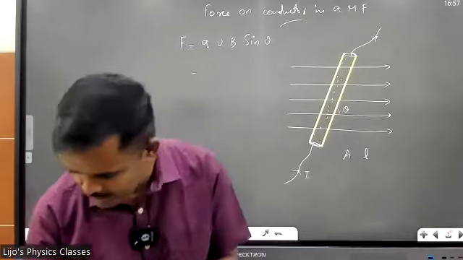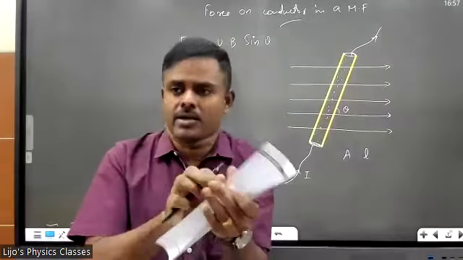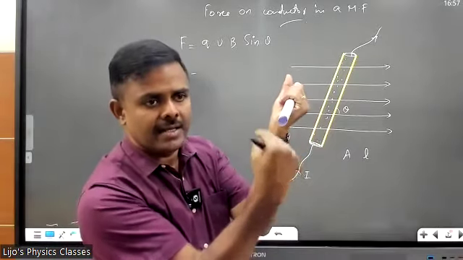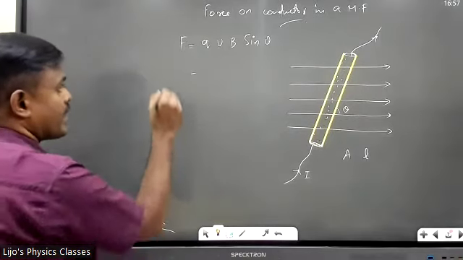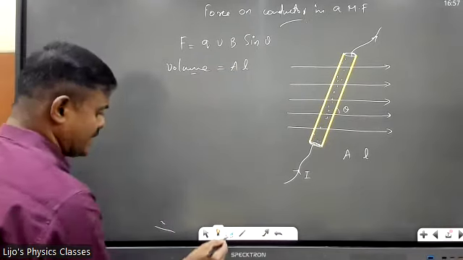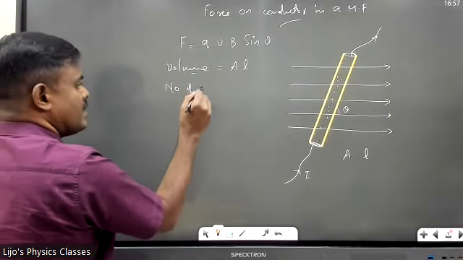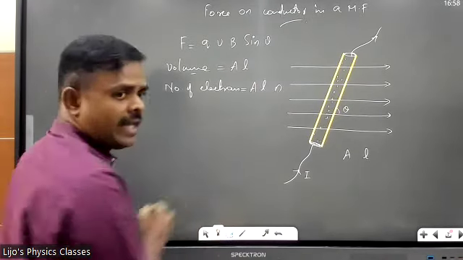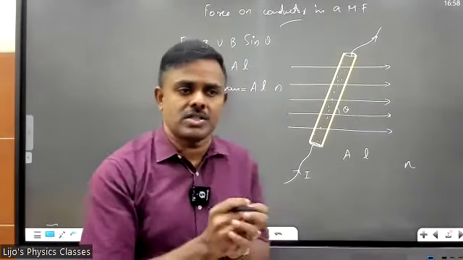Look at this. I have a circular cross section. This is the wire. Wire usually has circular cross section, unless mentioned otherwise. So for this wire, area of cross section is A and length of the wire is L. So the volume will be what? Volume is equal to area into length. So what will be the number of electrons inside? Number of electrons will be ALN, because I take N as number density of electrons.